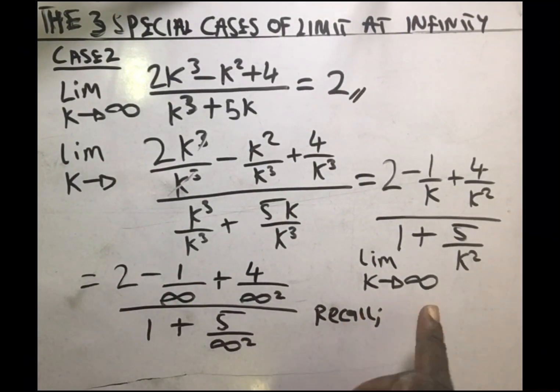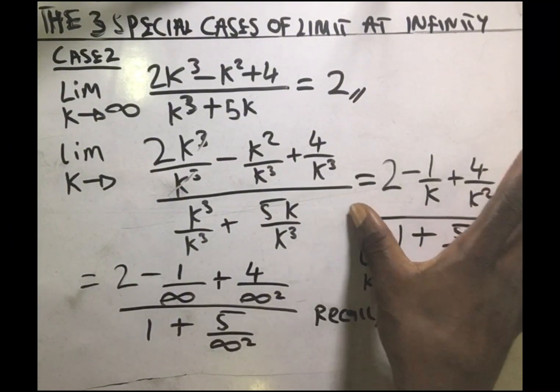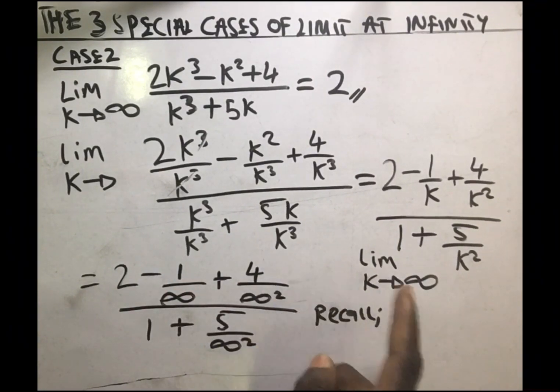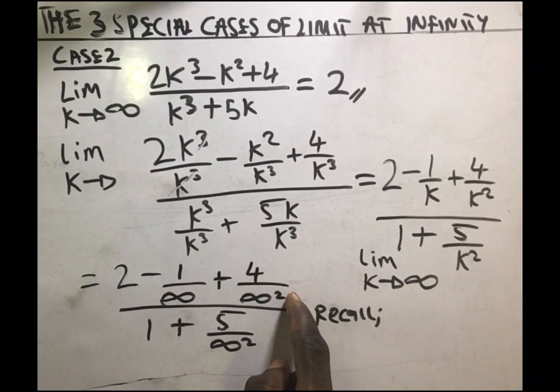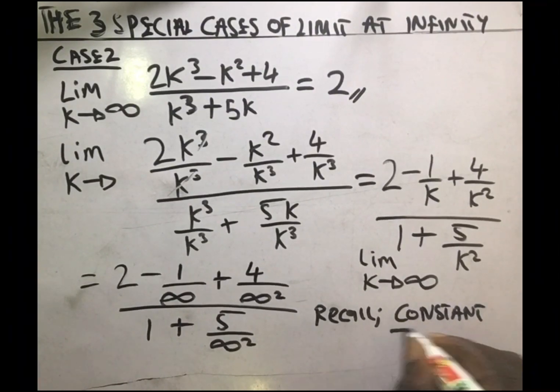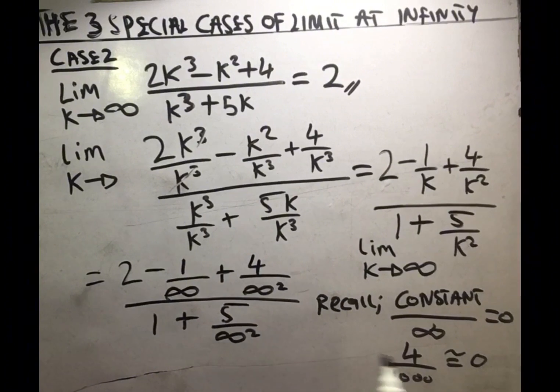Just like I said earlier on, if we substitute the value of k, which is infinity, into this function that we have, we get 2 minus 1 over infinity plus 4 over infinity squared. Infinity squared remains infinity. I said infinity in this case could be 1,000, 2,000, 3,000. 2,000 squared gives a very big number, which is still infinity in this sense. You should recall that any constant over infinity is going to give you 0. Now that we know that a constant over infinity will give us 0, we have to use it here. And we said why a constant over infinity will give us 0 is because infinity is a very, very large number.